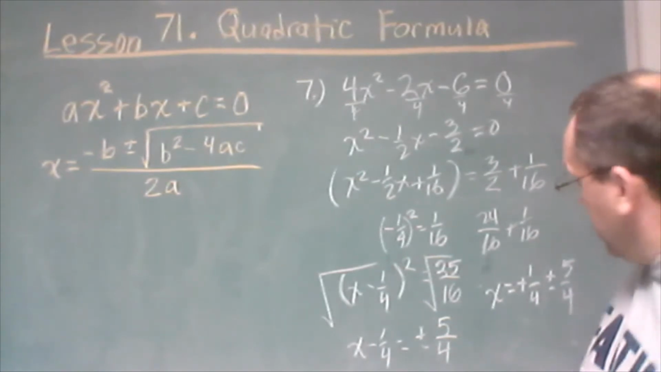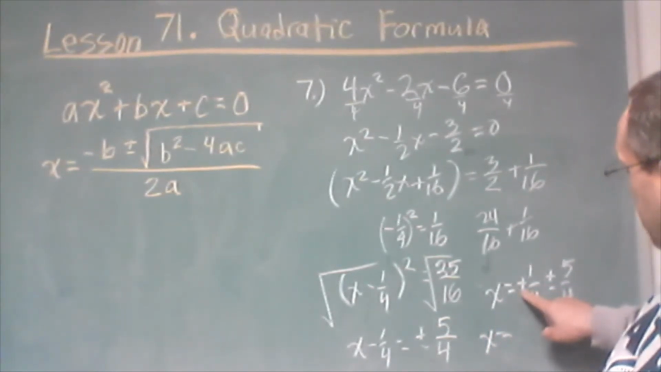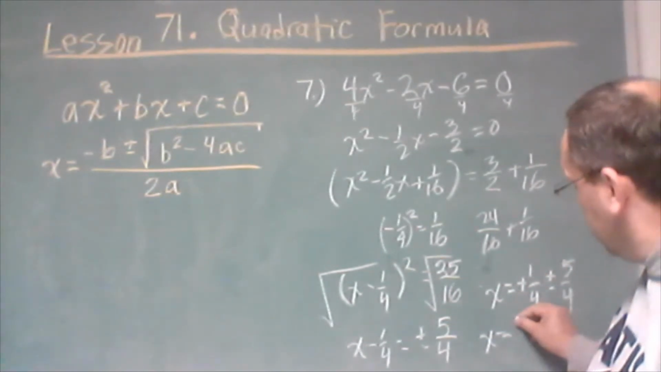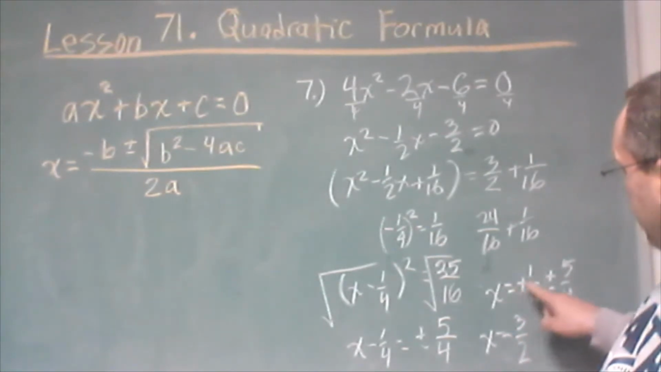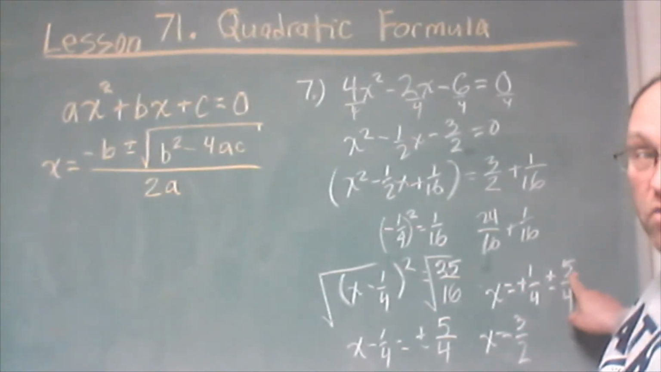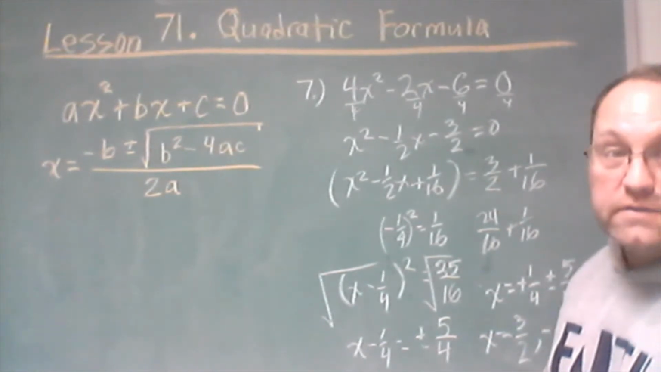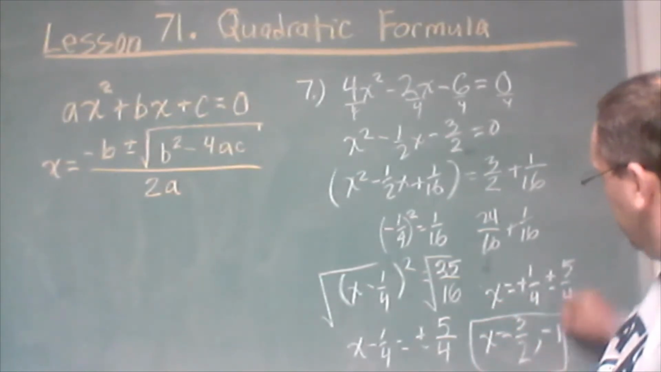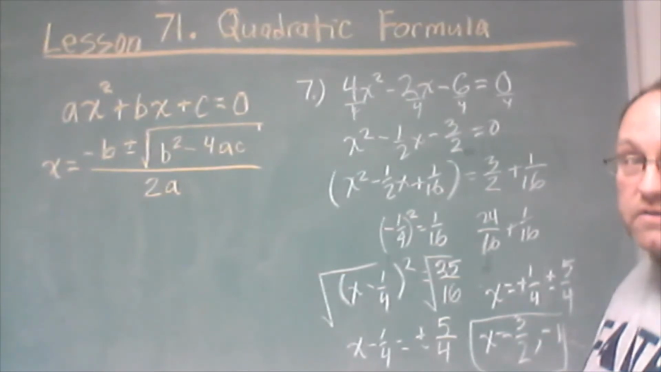Okay, then what do our solutions become? x could equal 1/4 plus 5/4, which is 6/4, or reduced, 3/2. 1/4 minus 5/4 will be a minus 4/4, or that reduces to minus 1. Okay, so that is our two solutions using that completing the square method.